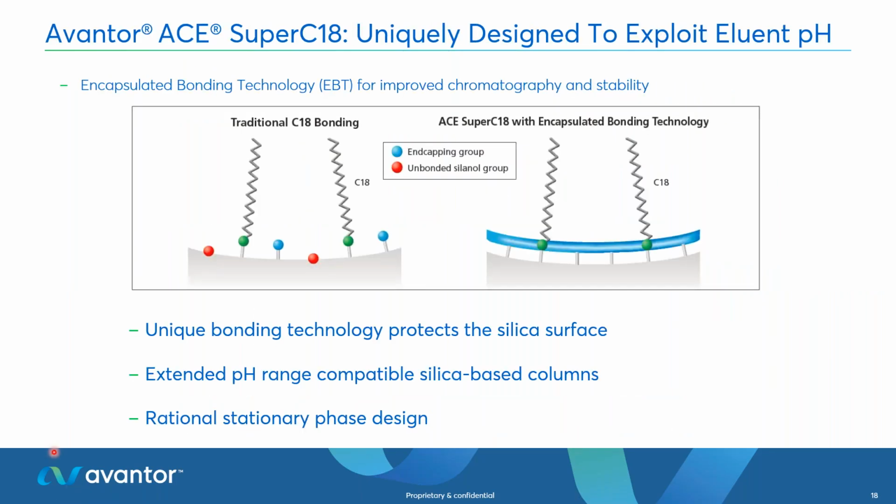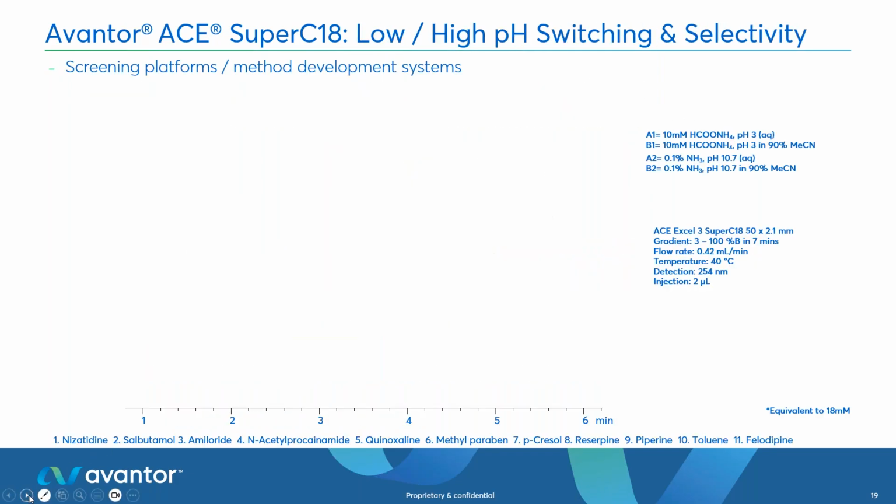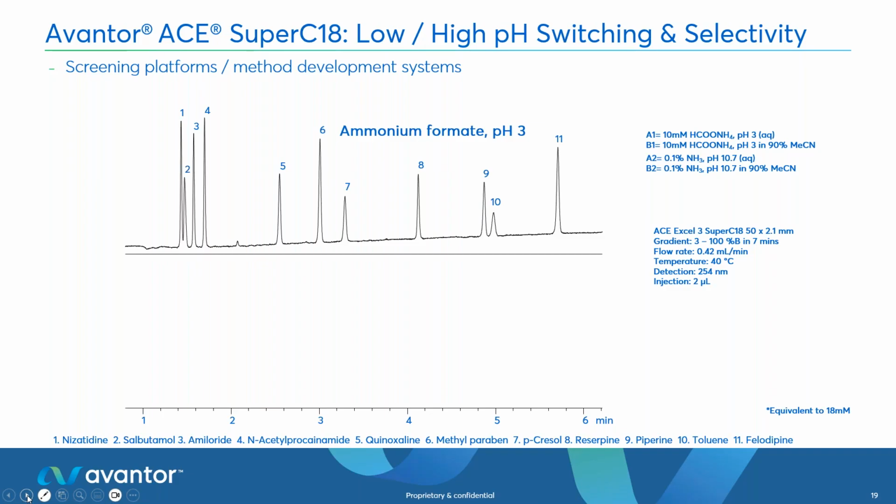Another thing to play with is pH. So if you've got a pH stable phase, for example, this one here, we've got like a capping on the surface to protect it from dissolution at high pH, then you can really play with pH and get much better retention of basic molecules, and it just changes in selectivity really.